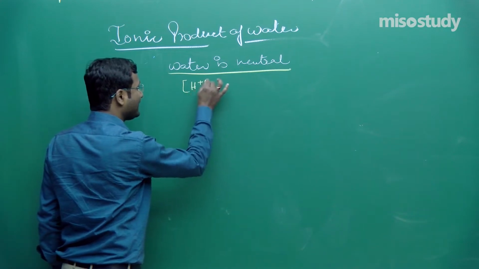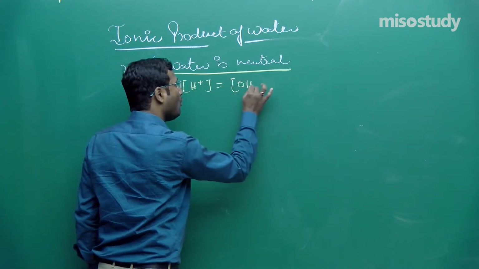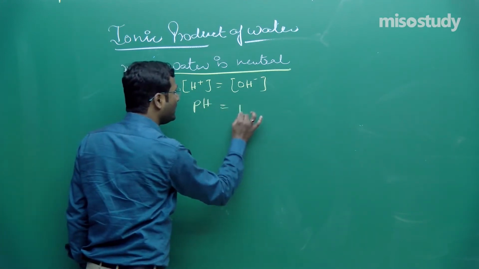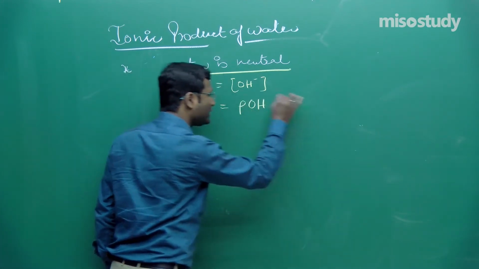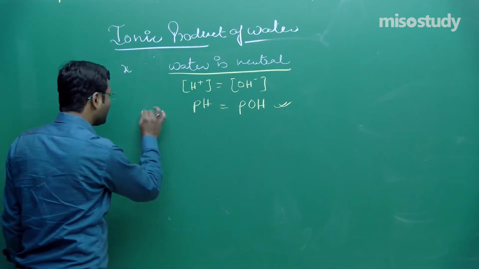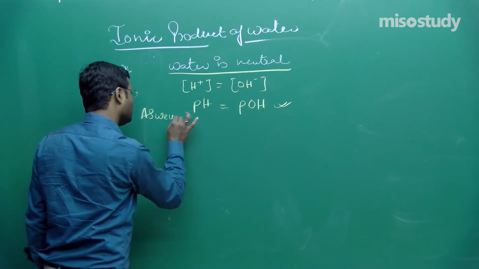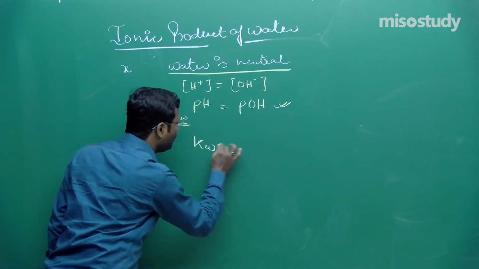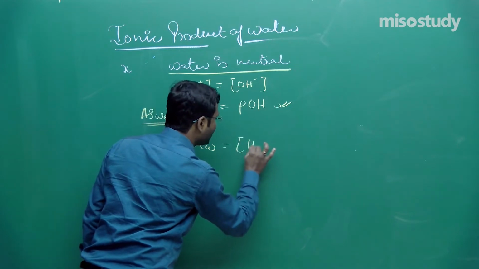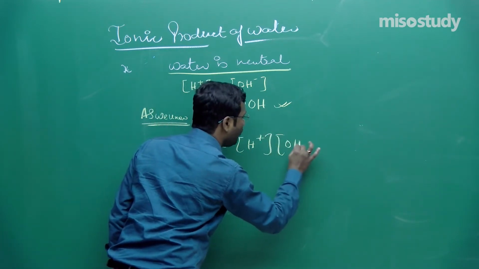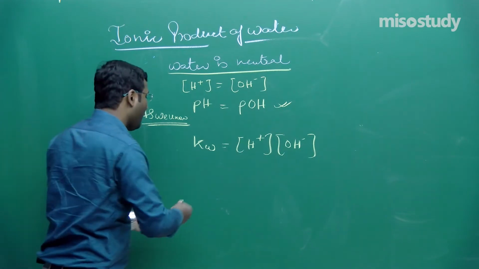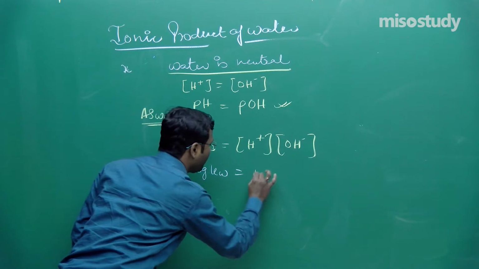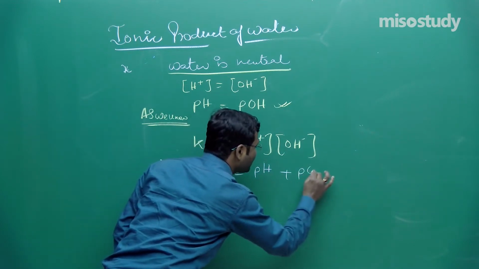The H plus ion concentration is equal to OH minus ion concentration. That means to say pH is equal to pOH. This is the condition. So what will happen? As we know, Kw is equal to H plus ion concentration into OH minus ion concentration. Getting my point? Or minus log Kw is equal to pH plus pOH.